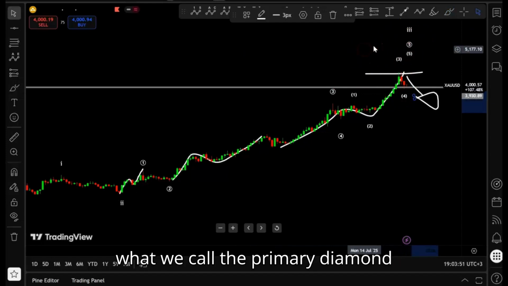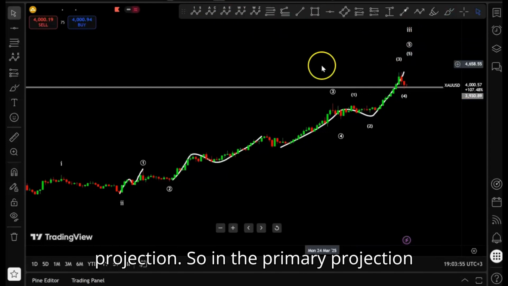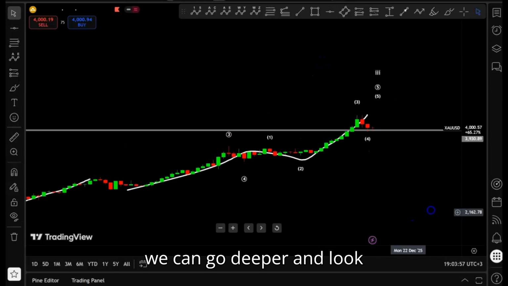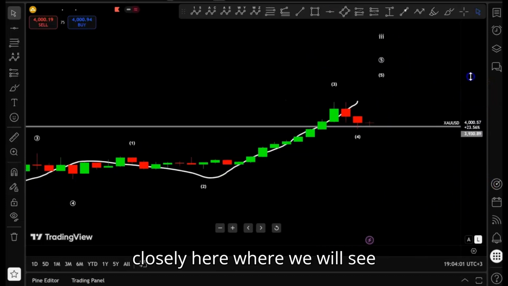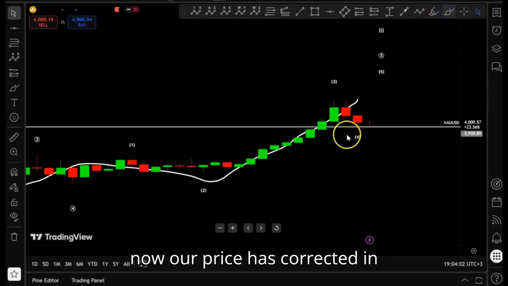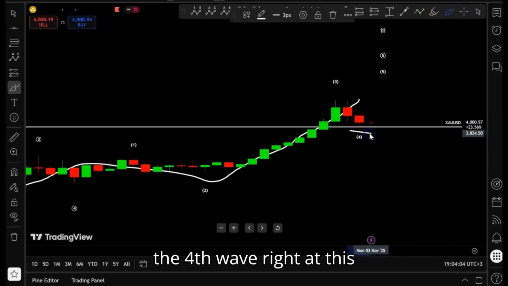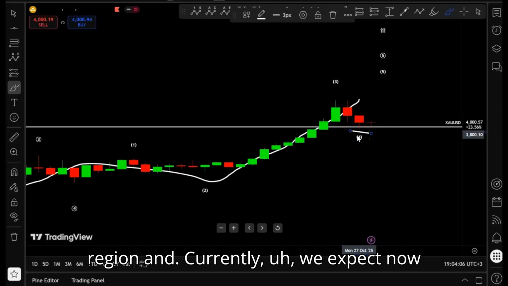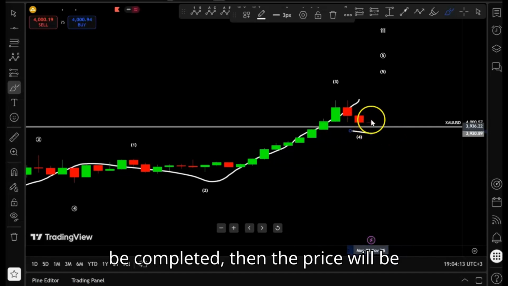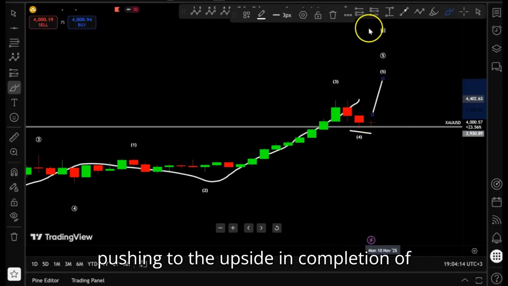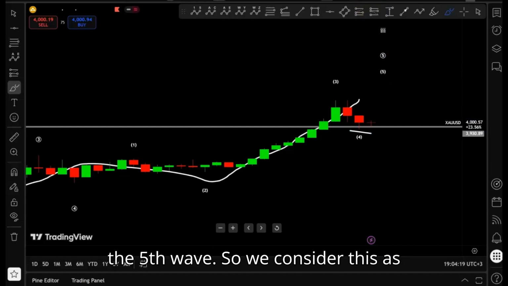But in what we call the primary projection, we can go deeper and look closely here, where we will see now price has corrected in the 4th wave right at this region, and currently we expect now at any point the 4th wave will be completed, then the price will be pushing to the upside in completion of the 5th wave. So we consider this as primary projection.